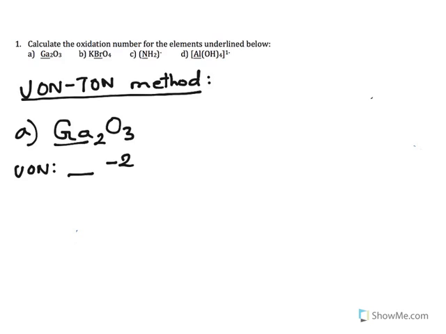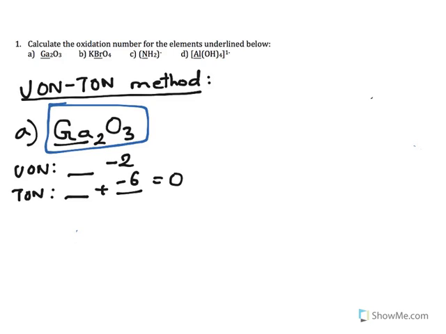Next, we look for the total oxidation numbers. Once again, for gallium, we have no idea, so we are going to leave that blank. For oxygen, we have a total oxidation number of 3 times -2, which is going to give us -6. Now, -6 and gallium's total oxidation number should add up to 0, because that's the overall charge of Ga2O3. So, what is a number when added to -6 gives 0? It would be +6. So, we can say that the total oxidation number of gallium is going to be +6.